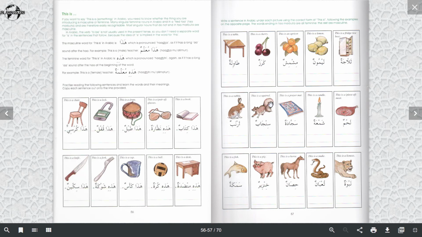This is a squirrel. هذا سنجاب. This is a rabbit. هذا أرنب. This is a lioness. هذه لبوة. This is a snake. هذا ثعبان. This is a horse. هذا حصان. This is a pig. هذا خنزير. This is a fish. هذه سمكة.